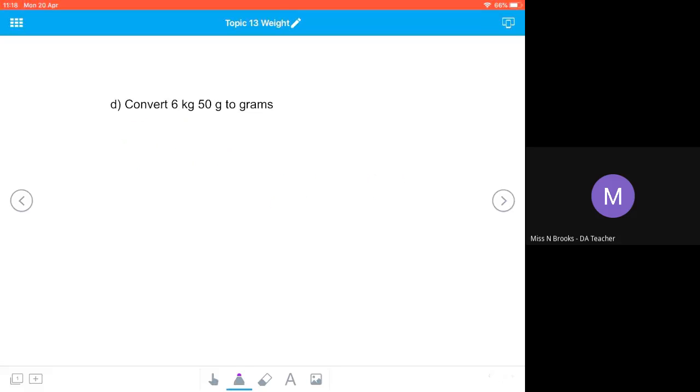But remember your units. Now, if we're converting from 6 kilograms and 50 grams to grams only, first of all, we're going to convert the 6 kilograms. So we're going to take the 6 kilograms, and we know that we need to multiply by 1,000 to give us 6,000. And then we want to add on the 50. So make sure that you line up the 50 in the right place. And then we're going to add it all together. And so we get 6,050, and our unit there is grams.